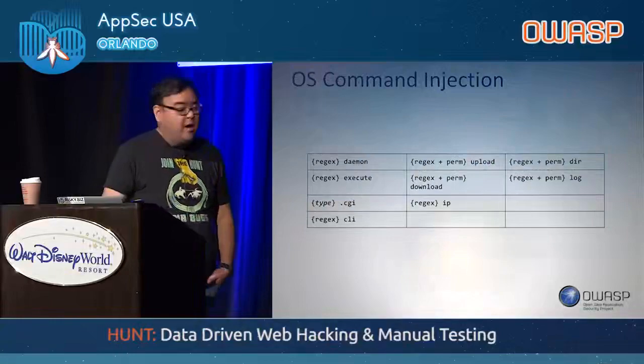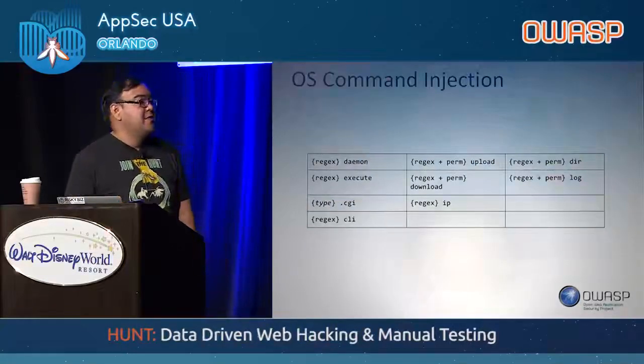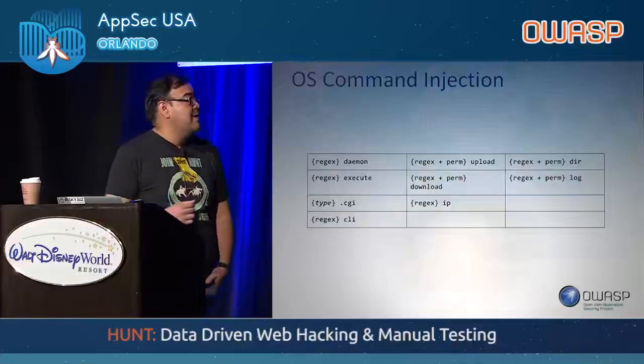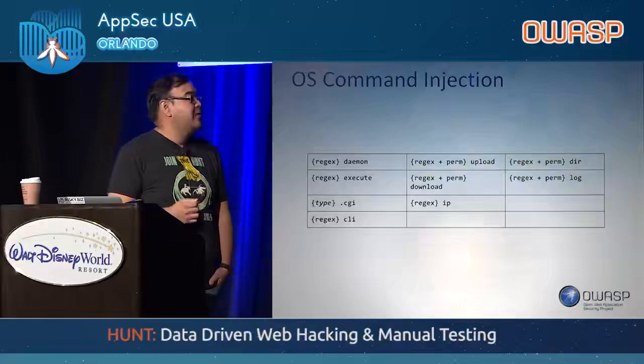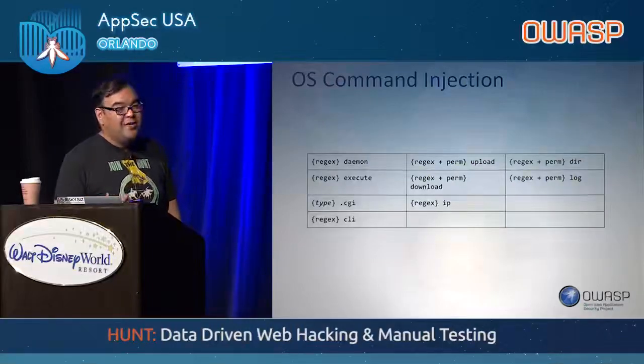Next thing is OS command injection and remote code execution. Obviously, this is very critical, and a lot of the parameters that we saw were like daemon, upload, directory, execute, stuff like that. Usually indicative of OS command injection or remote code execution.